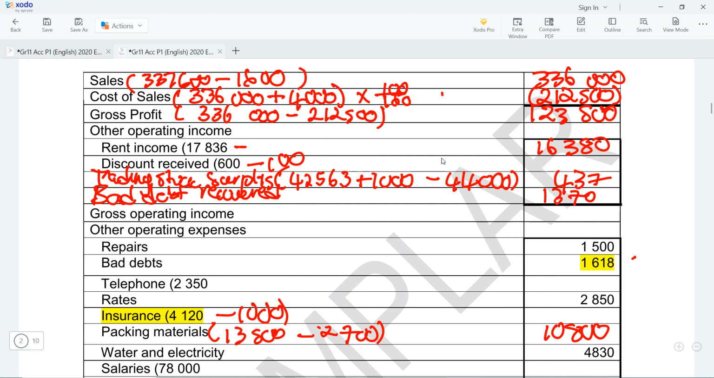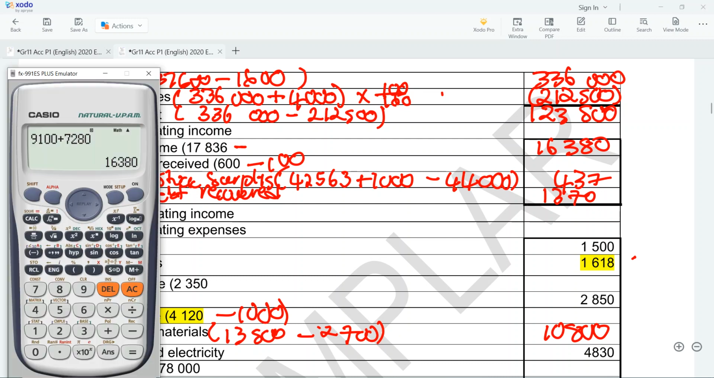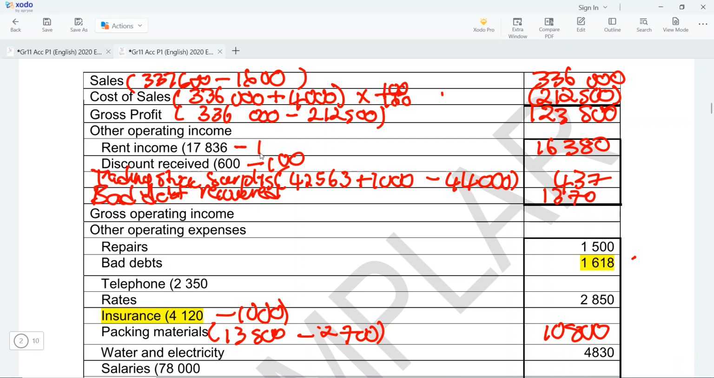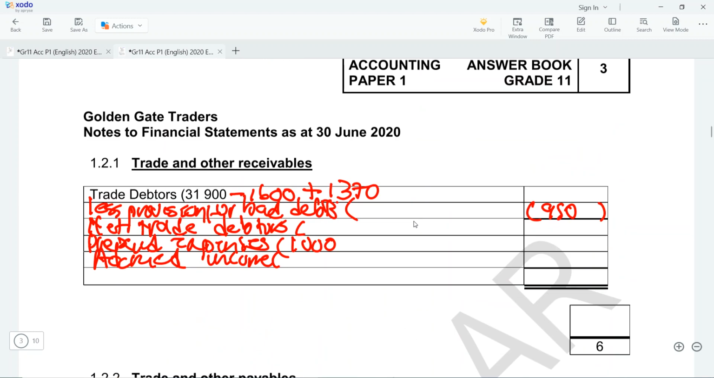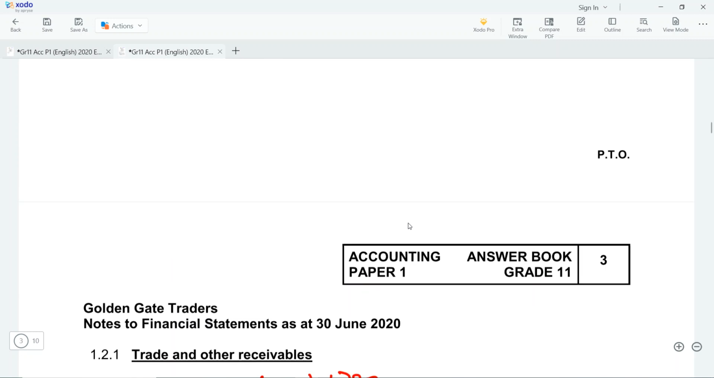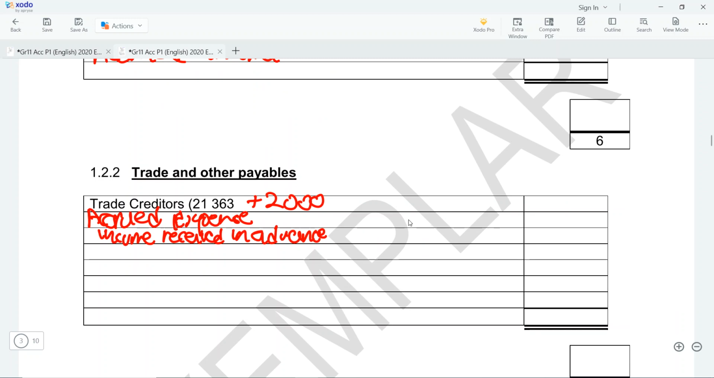So let's check the difference. This answer minus 17,836 will give us that amount, which is 1,456. So this 1,456 is our income received in advance. Remember, we have credited rent income, then so we have debited the rent income, we must credit income received in advance also by 1,456. Then we can move to the next adjustment.